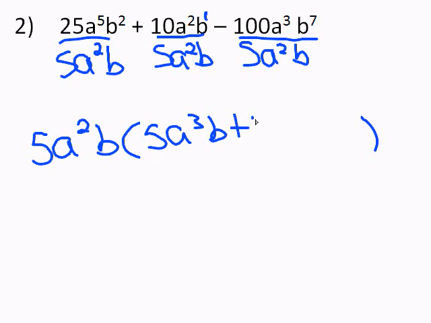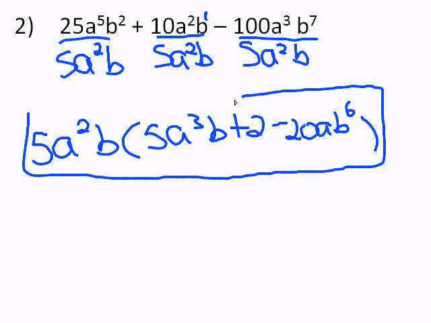Plus 10 over 5 is 2. A squared over a squared cancels out. B over b cancels out. Minus 100 over 5 is 20. A to the third over a squared is 3 minus 2, or just a to the first. And b to the seventh over b is b to the sixth. Now it's a good idea to, and I'm not going to in this example, distribute the 5a squared b back into the parentheses to check that you got your original expression back.